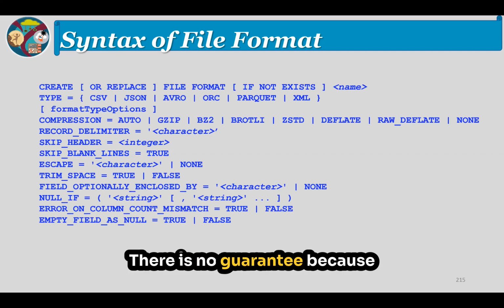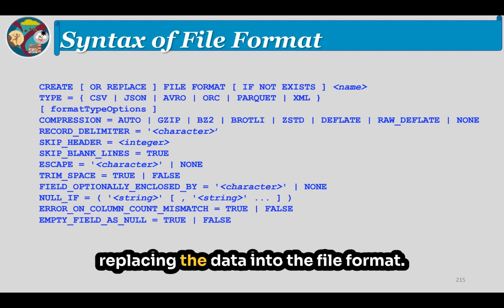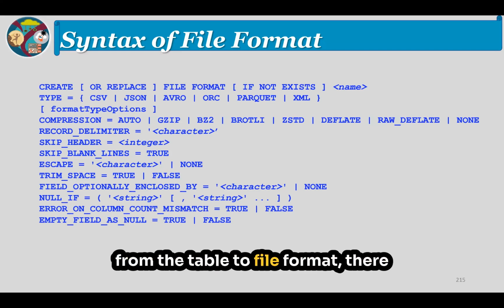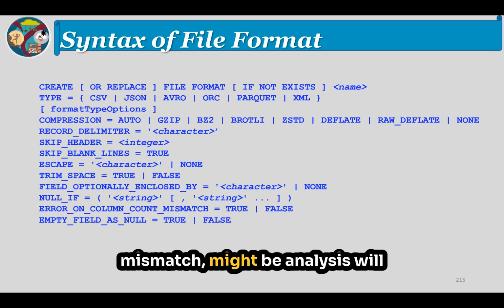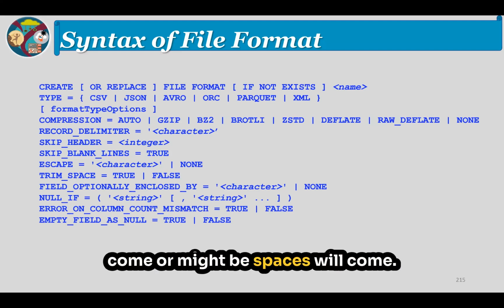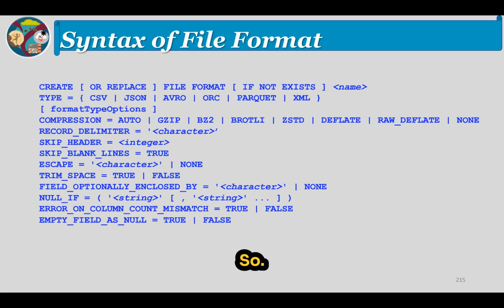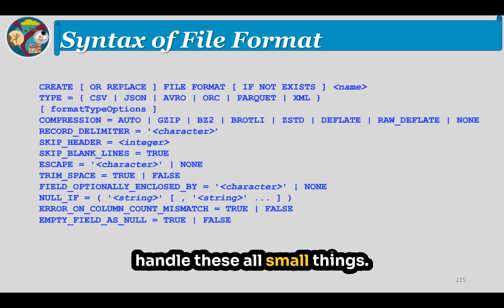There is no guarantee, because they're exporting the data from their source system and placing it into a file format. When exporting the data from the table to a file format, there can be certain mismatches: null values might come, or spaces might come. So we need to be a little bit careful when we are loading the data into Snowflake. This is the place where we will handle all these small things.